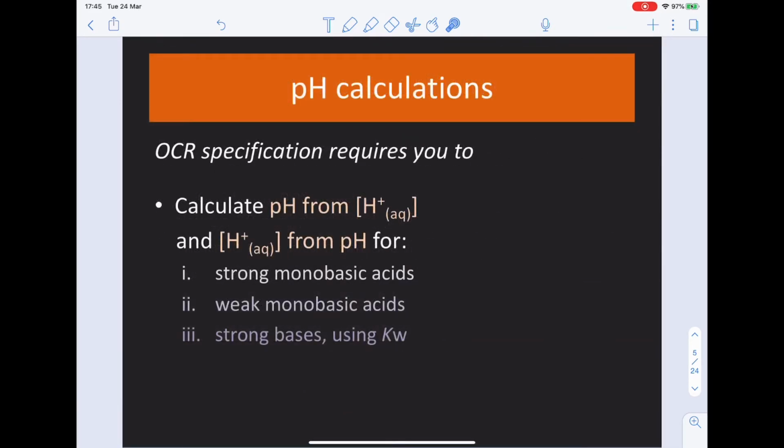In the exam, you need to be able to work out the pH for strong monobasic acids like nitric acid or hydrochloric acid. And you need to be able to work out the pH for weak acids or weak monobasic acids like phenol or ethanoic acid. And we need to be able to work out the pH for strong alkalis like sodium hydroxide or potassium hydroxide, etc. And I'm going to do it in this order. So we're going to look at strong monobasic acids first, then strong alkalis, and then finally weak acids.